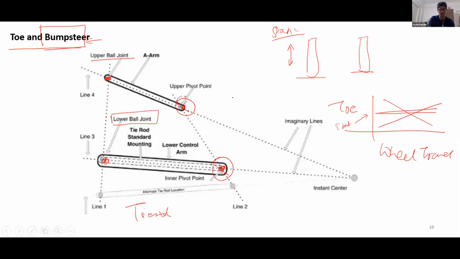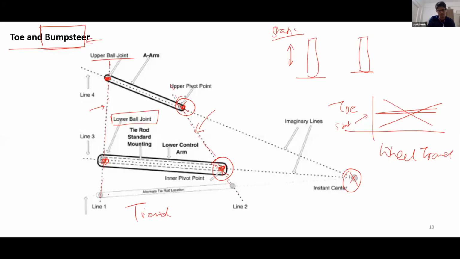Let me just give it to you in brief. How do we place the tie rod is that we join these two points, the two ball joints, and join the points on the chassis. You can place the tie rod such that the two ends of the tie rod are on these two lines, this line and this line, and the tie rod needs to pass through the instant center of the suspension.